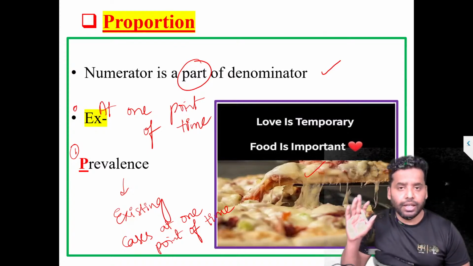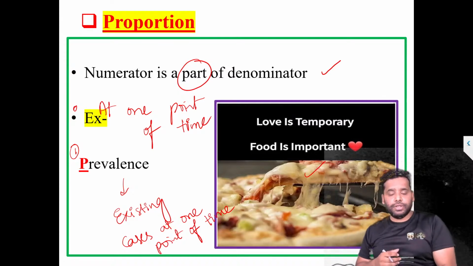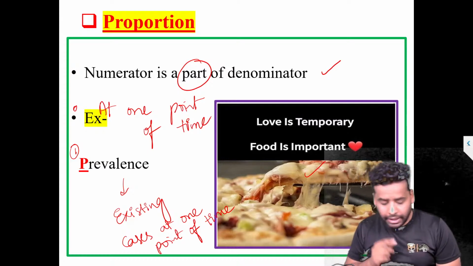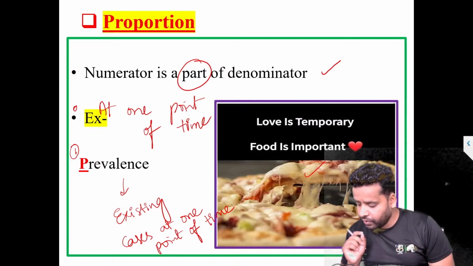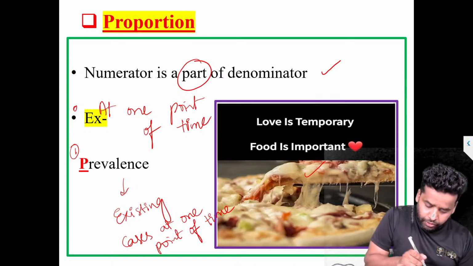I'll be teaching in detail how prevalence is related to incidence. All these questions will come. So the first example for proportion is prevalence. Good. The first example for proportion is prevalence. Now the second example for proportion.